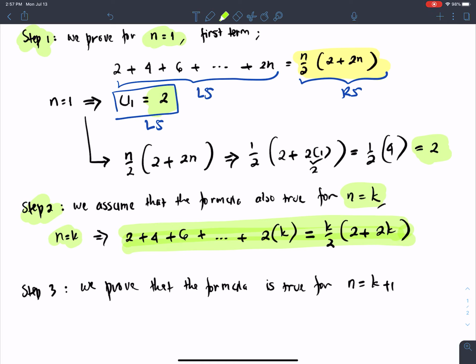Now, since we assume it is true for n equal to k, in step 3 we would like to prove that the formula is also true for n equal to k plus 1.